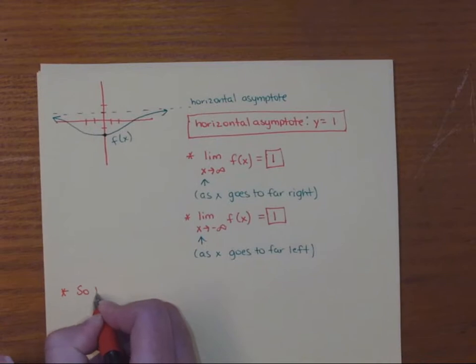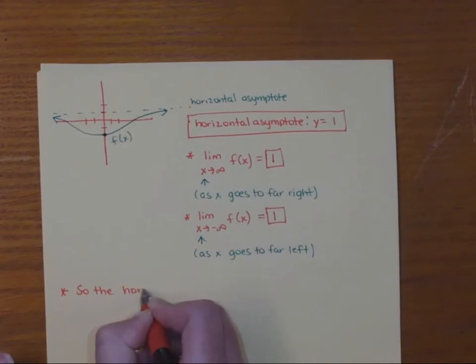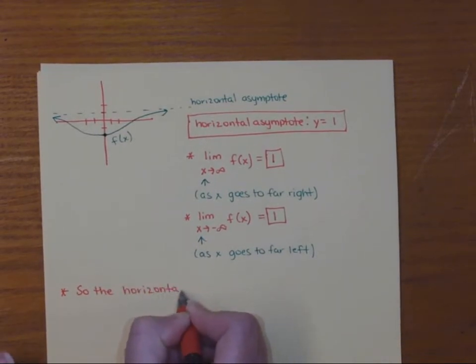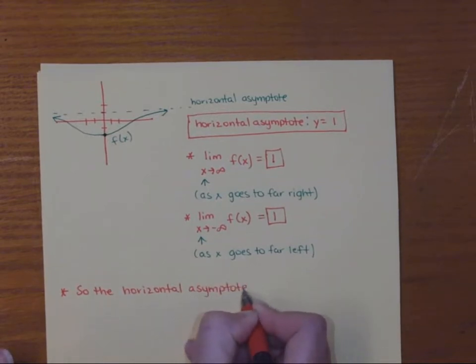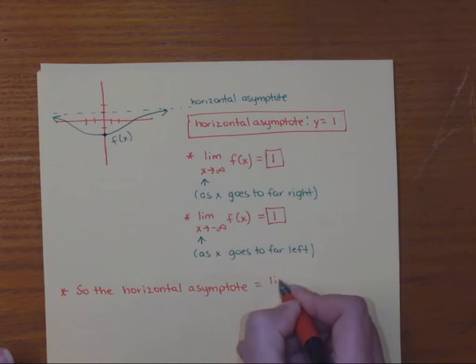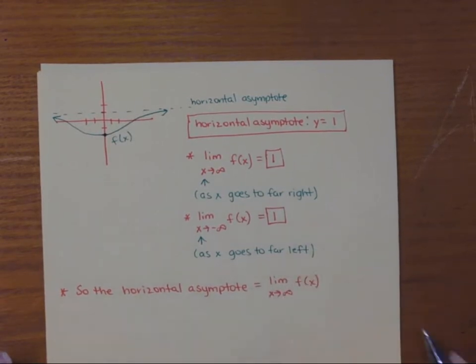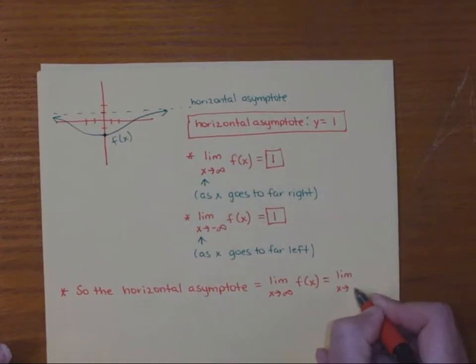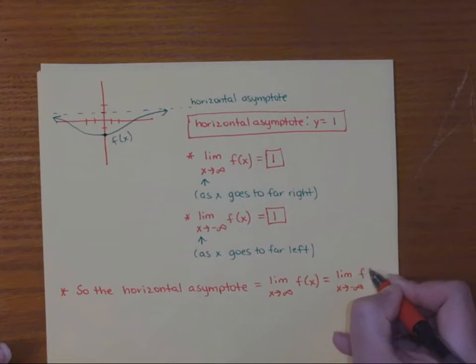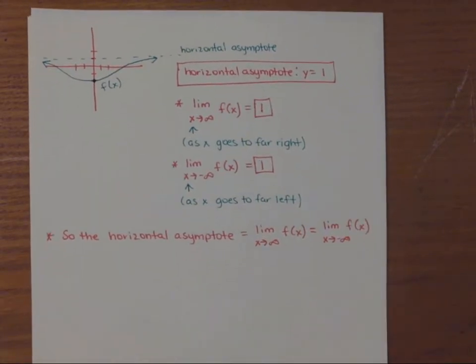And that's actually always the case. So the horizontal asymptote will only exist when we have the limit as x approaches infinity of f of x going towards some number, and that would need to be the same as what it was doing to the left. In other words, as we go to the far right and as we go to the far left, we're approaching some number, and that number happens to be the horizontal asymptote.